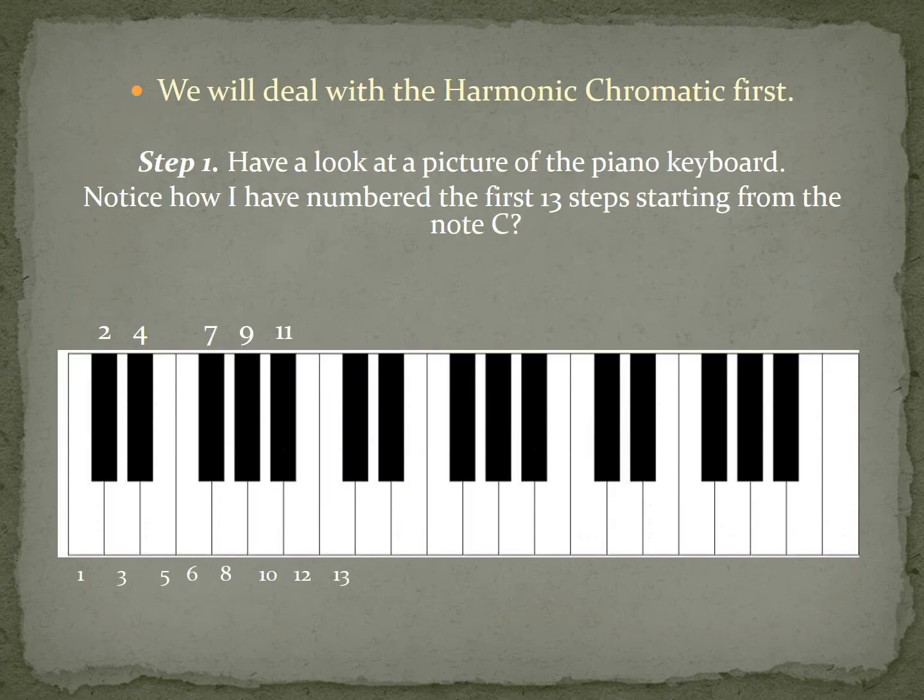Now I'm going to deal first of all with the harmonic chromatic scale. Okay, step 1, have a look at the picture of the piano and notice how I've numbered the first 13 semitones, the first 13 steps, starting from the note C. You can see C is number 1, then it goes up a semitone to C sharp or D flat, which is number 2, then it goes to 3, which is the D, 4, D sharp or E flat, etc.